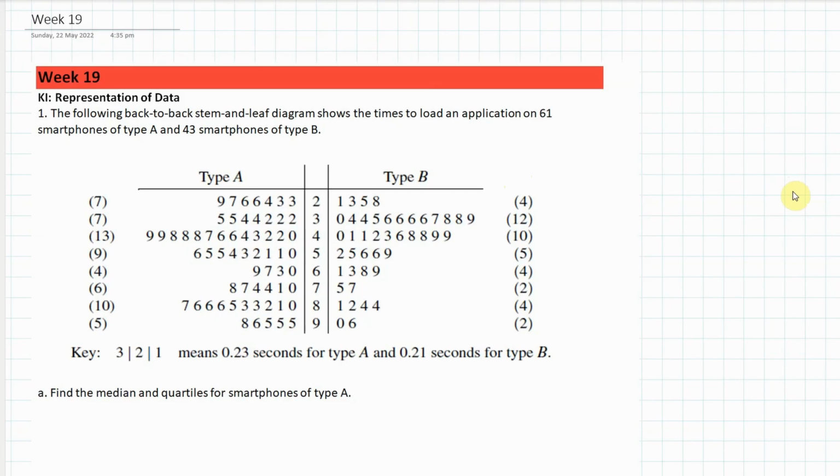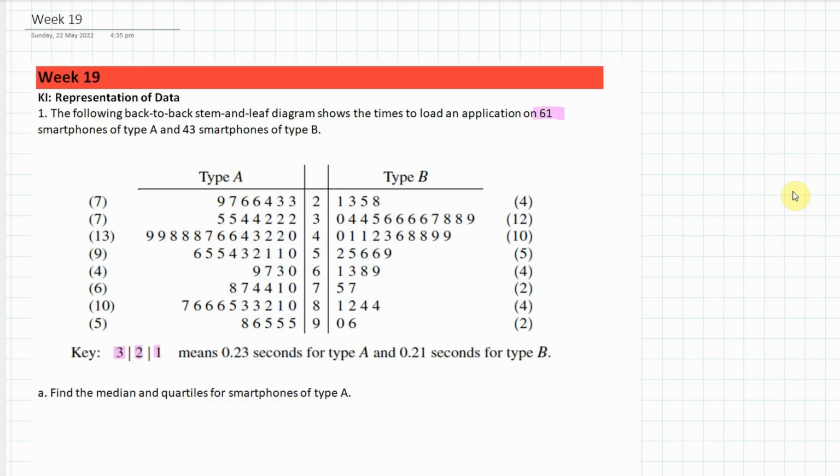So the first question, as per usual, is the representation of data question. This is from a past exam question where we have a back-to-back stem and leaf diagram showing the times to load an application on 61 smartphones of type A and 43 smartphones of type B. There's a key here which helps you understand what the bit in the middle means. So this here means 0.23 for type A and 0.21 for type B. So we're going to find the median and quartiles for each smartphone.